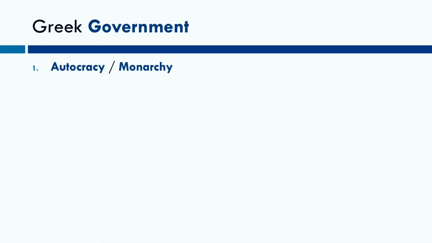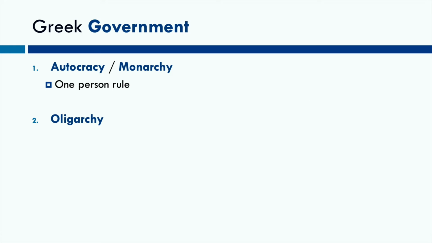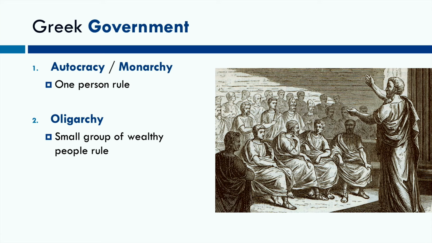A government which is called an autocracy or a monarchy, meaning government by one person, often a king. The second form of government is called oligarchy, which is a small group of often wealthy, noble people who rule. They make the rules together, they vote, and they make decisions in small groups.